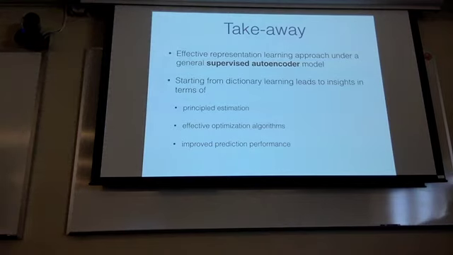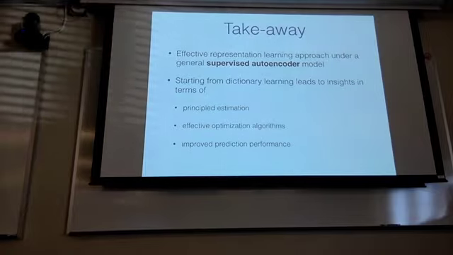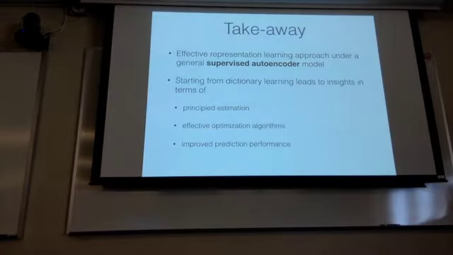And the way that we actually get to such a model is by starting first with dictionary learning, generalizing a little bit of stuff with dictionary learning, and by starting from dictionary learning, we're actually going to be able to get a model that gives us principled estimation, gives us really nice optimization techniques, and we actually get some really nice prediction performance at the end. So this is going to be the main takeaway from the talk.